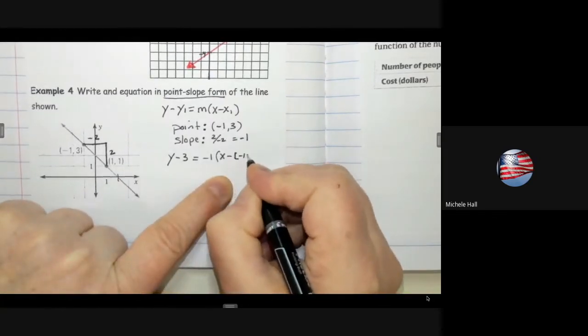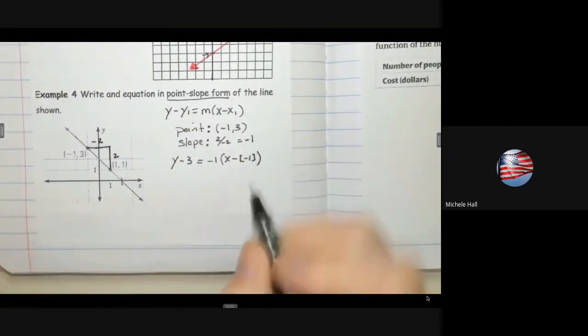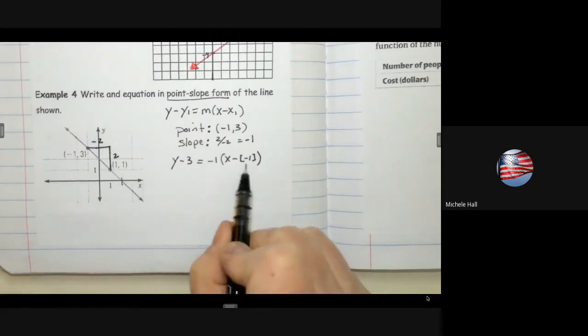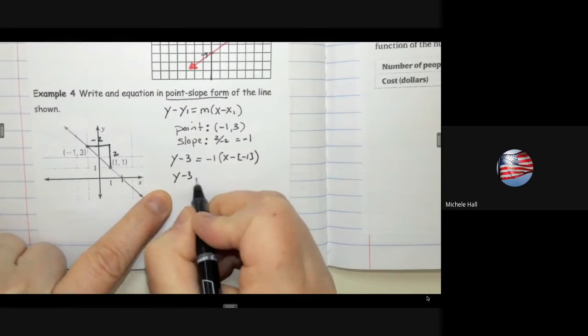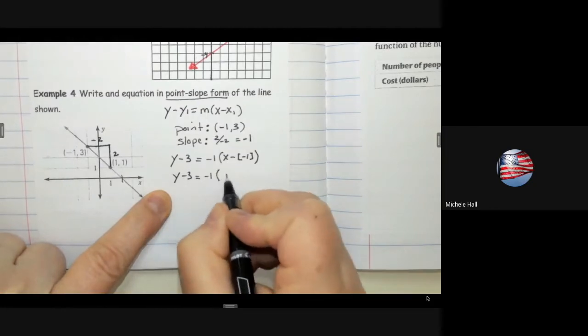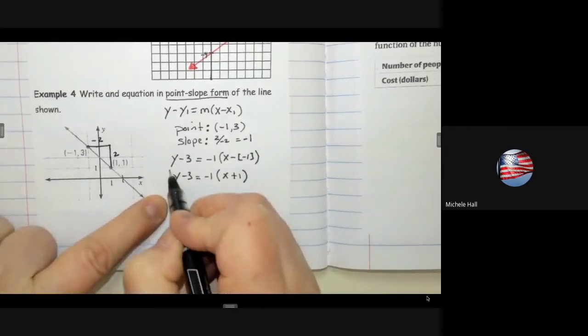Double negatives. Can I leave my equation like this? I need to simplify those negatives, and then I'm done. So we have y minus 3 equals -1 times x plus 1. Final answer.